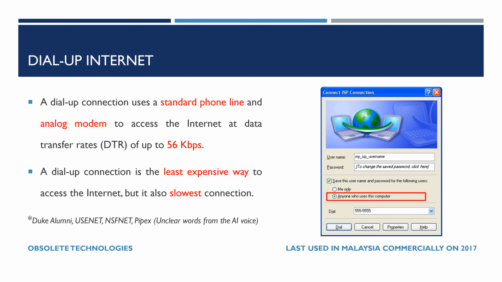Tom Truscott and Jim Ellis, Duke alumni, established Usenet in 1979. The Unix-based Usenet used dial-up modems to transfer data. Since the 1980s, NSF and ET-linked universities have offered dial-up internet. Pipex and Sprint initially introduced dial-up commercially in 1992. Dial-up internet became less popular in the mid-2000s after commercial broadband's arrival in the late 1990s.